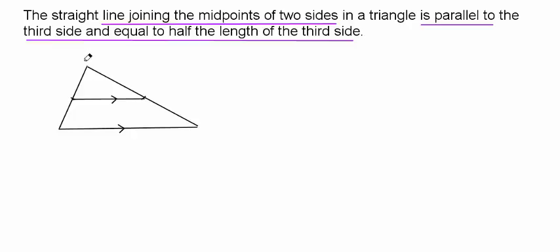So let's just name this triangle as A, B, and C. And then let's also say that D is the midpoint of AB, so that AD is the same length as DB, and let's also say that E is the midpoint of AC, which means AE is the same length as EC.